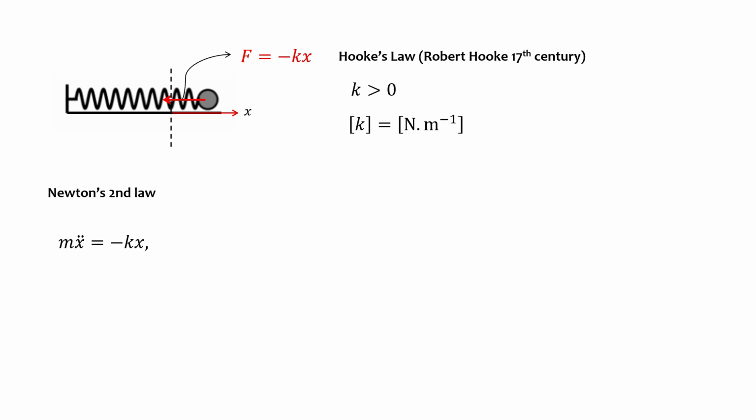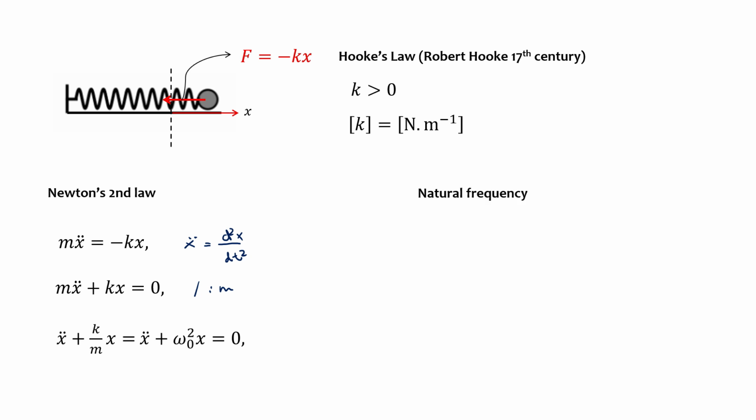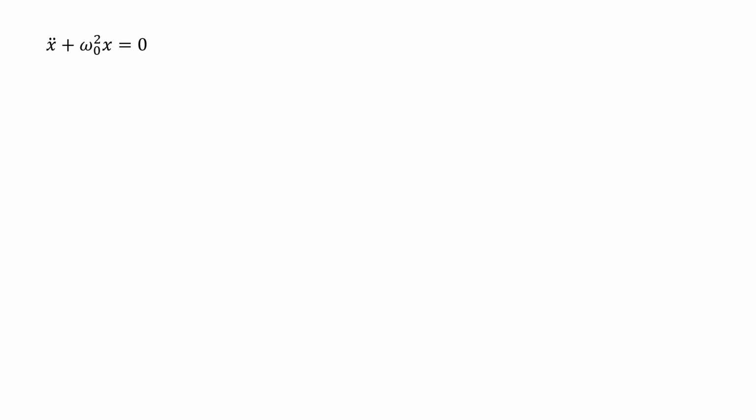Mass times acceleration, which is expressed as the second time derivative of position, equals the net force acting on the system, in this case just the restoring force. The double dot notation is just the second order time derivative of x. We can move all the terms to the left hand side of the equation and divide by mass, so that we can express the equation of motion in a simple form. Here we introduced another parameter called the natural frequency of the system, and we will come back to this a little later. Let's now focus on solving the equation.